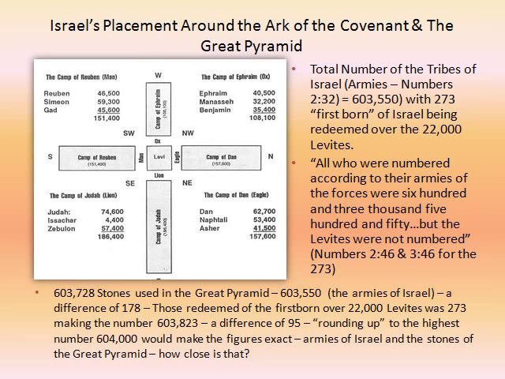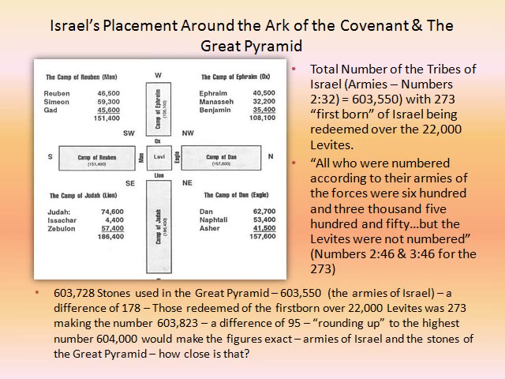The 603,728 stones used in the Great Pyramid, along with the 603,550 of the armies of Israel, is a difference of 178. Those redeemed with the firstborn over 22,000 of the Levites was 273, making the number 603,823, a difference of 95, inconsequential. Rounding up to the highest number of 604,000 for both would make the figures exact.